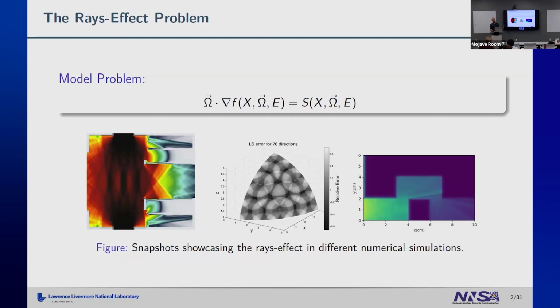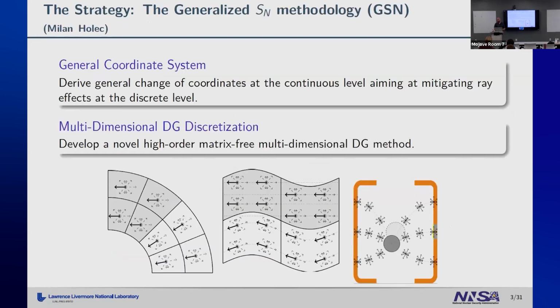Usually people rely on stochastic methods, like Monte Carlo, for transport because of this ray effect. So really, the problem we were tackling is this ray effect and trying to get rid of it. The strategy was mainly Milan's idea, and he also worked on it with Stereo and some others, I think.